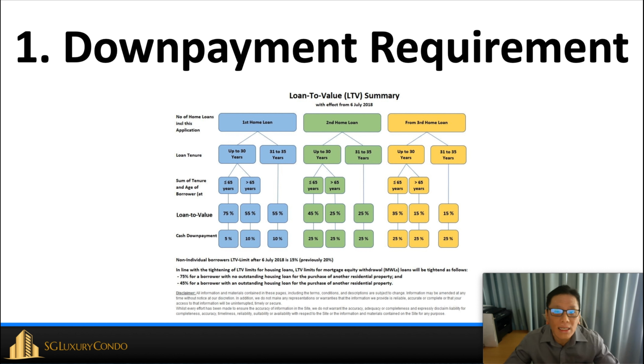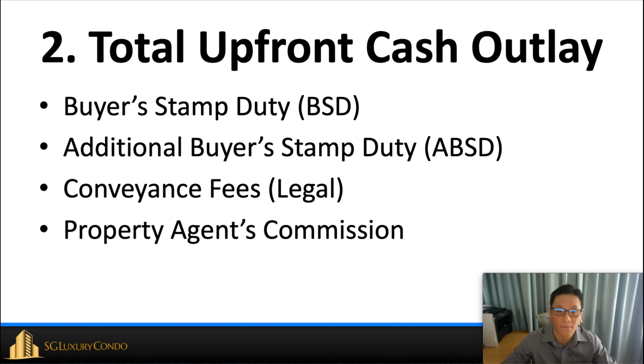Now let me give you an easier example. Most home buyers, let's say for example age 45, are going to take a loan up to 65 years old. They will go by the first one, where they take the first home loan up to 30 years, less than 65, and the loan to value ratio is 75%, which means you will borrow 75% from the bank, and the cash and CPF you will need is 25%, where minimum cash must be 5%, and the remaining can be up to CPF.